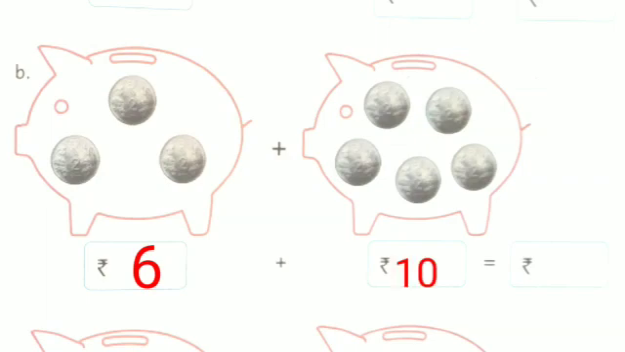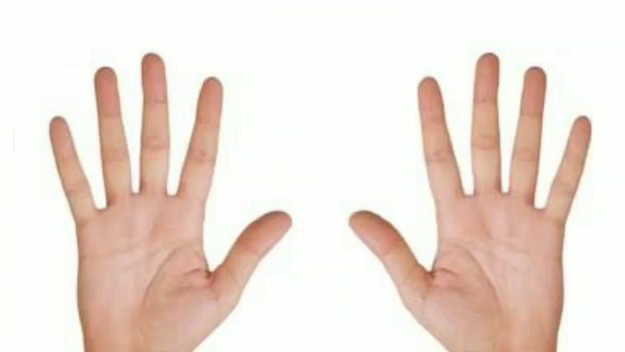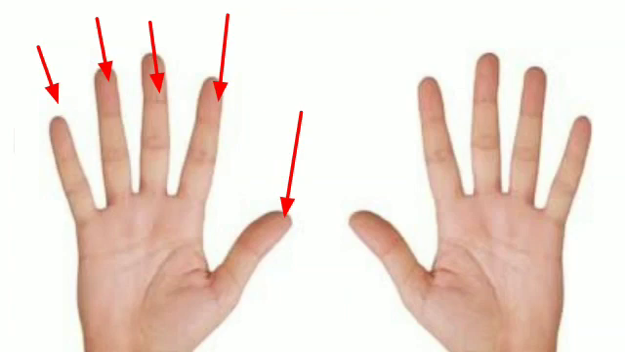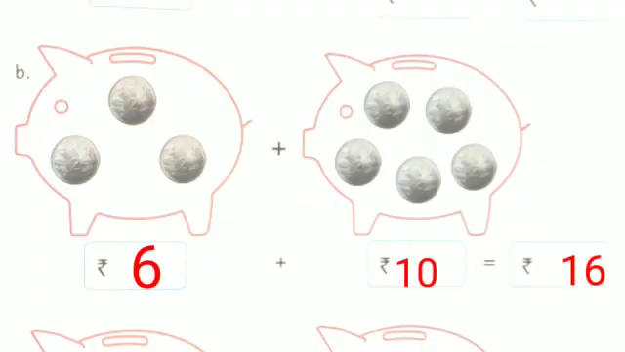Now what to do? Yes, we will add these rupees all together. Keep rupee 6 in your mind and open 10 fingers. Now count after 6: 7, 8, 9, 10, 11, 12, 13, 14, 15 and 16. So here we will write rupees 16.